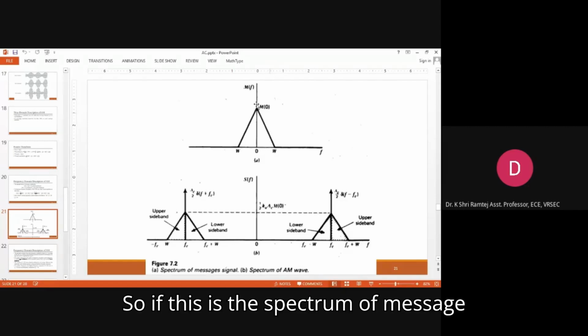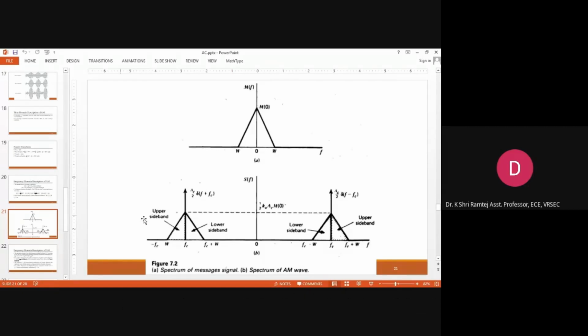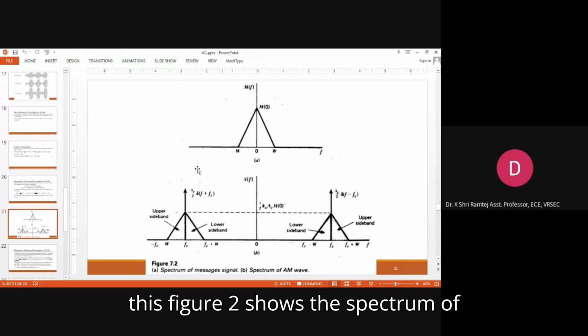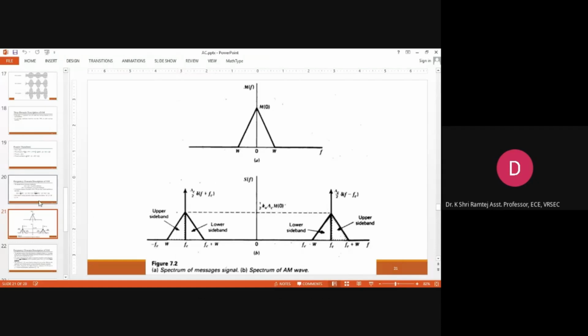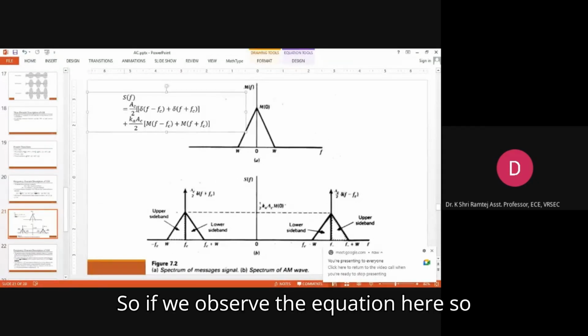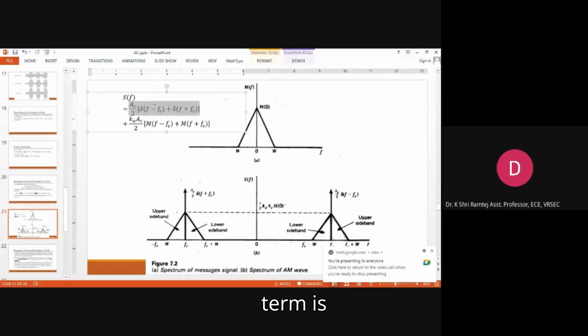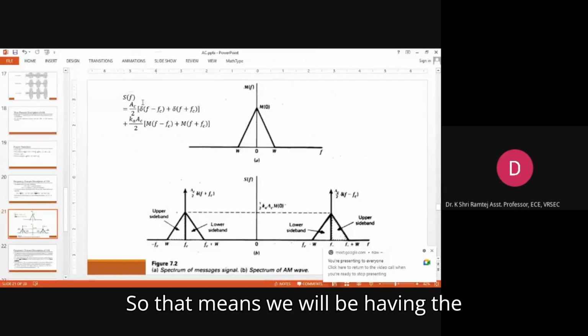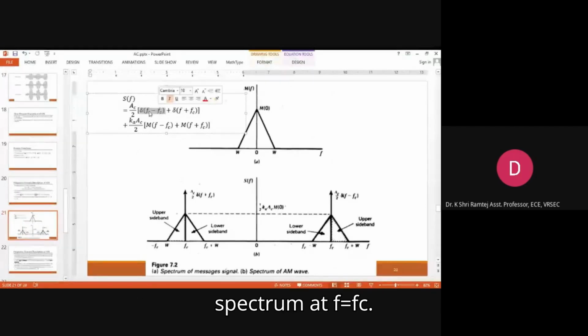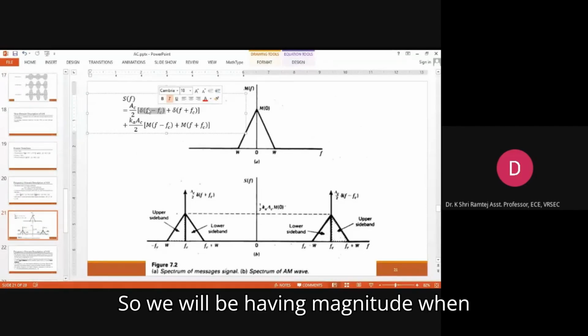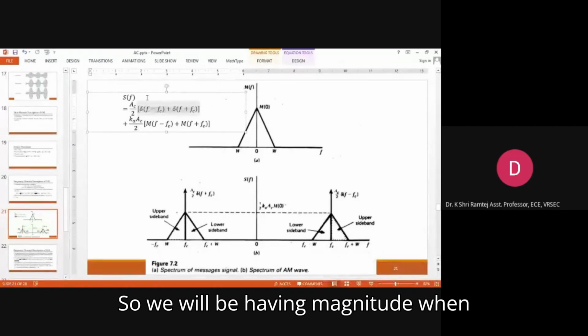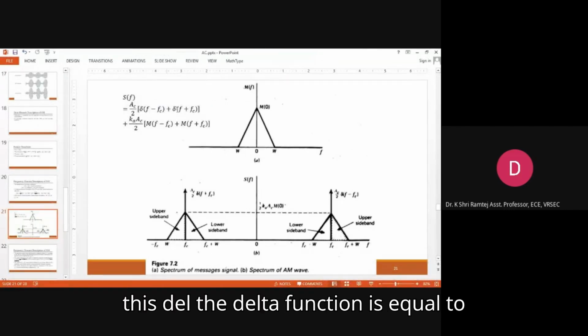If this is the spectrum of the message signal, then this figure 2 shows the spectrum of the AM wave. If we observe the equation here, it has 4 different terms. The first term is AC by 2 into del of f minus fc. That means we'll be having the spectrum at f equal to fc. We will be having magnitude when this delta function argument is equal to 0.